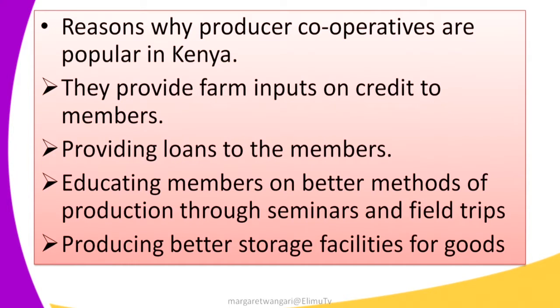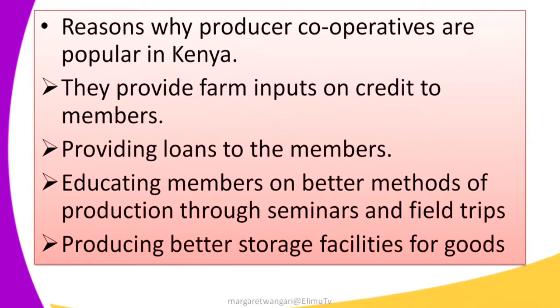Inputs like fertilizers. When you are doing farming, you need fertilizers, and you also need farming tools. All those are provided on credit to members. Members just go into the cooperative and pick the equipment that they need, then the cooperative deducts the cost from the profits of the members.